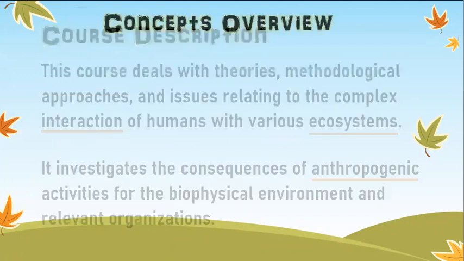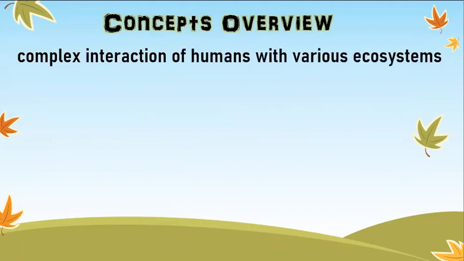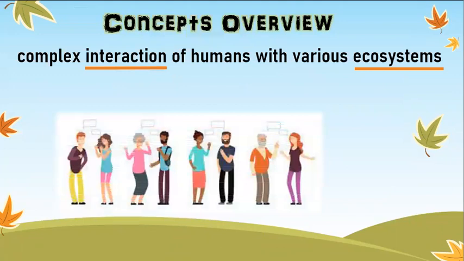Let's have concepts overview from the course description on complex interaction of humans with various ecosystems. For the concept interaction, it is what we do when we connect and relate with each other, with each living being. That's not just humans, but also animals. We have pets, as well as plants. There is action from one and a corresponding reaction from the other, and vice versa.